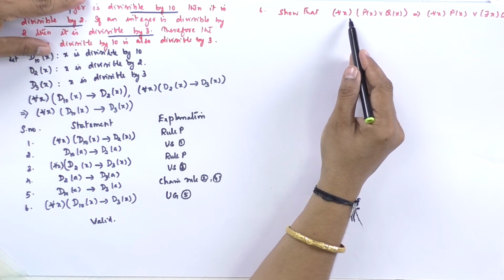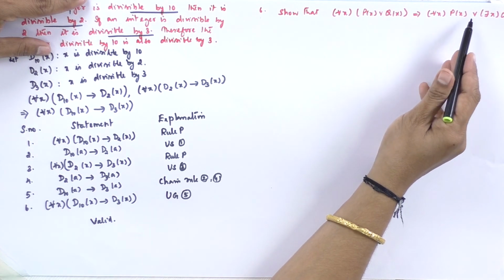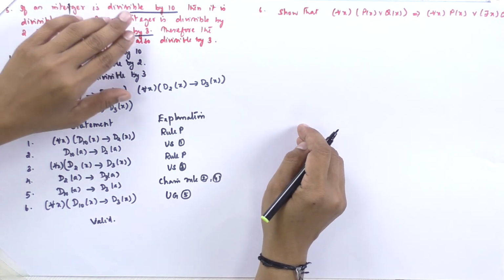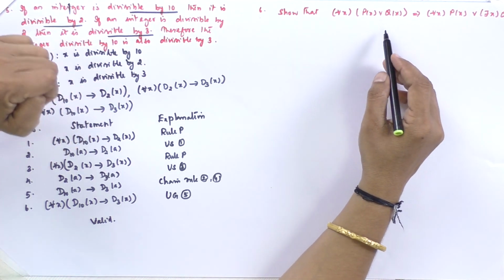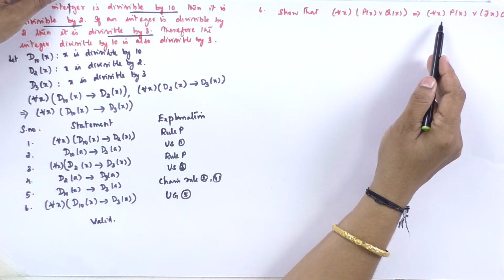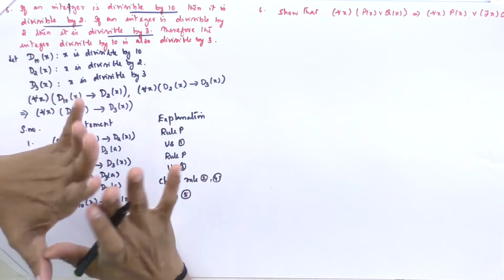Show that for all x, P of x or Q of x implies for all x, P of x or there exists x such that Q of x. Whenever you look at this problem, we have got only one premise on the left hand side, and with that we are supposed to prove the conclusion part. Whenever we get a problem of this kind, where you have only one premise and are supposed to get the conclusion, the method we can preferably make use of is indirect proof.